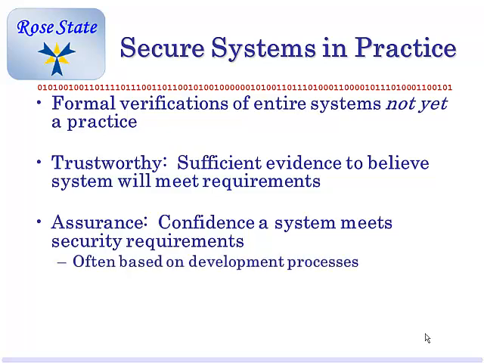Okay? Assurance is confidence that a system meets security requirements. A lot of times it says here based on the development process. When I was in the software development flight at Tinker, we were CMM level 2, I think. That's the Capability Maturity Model.